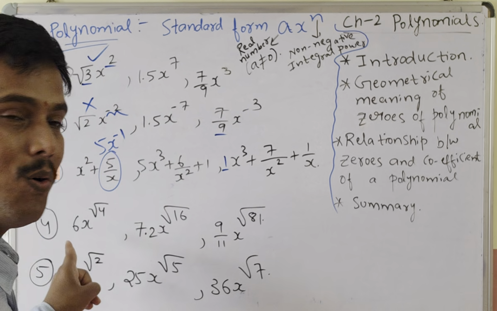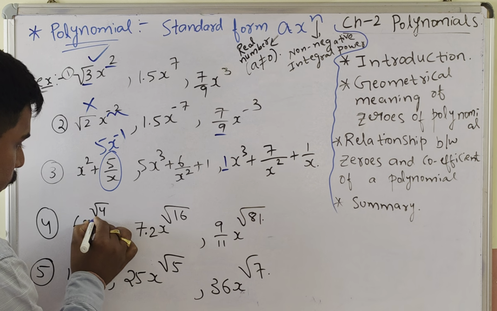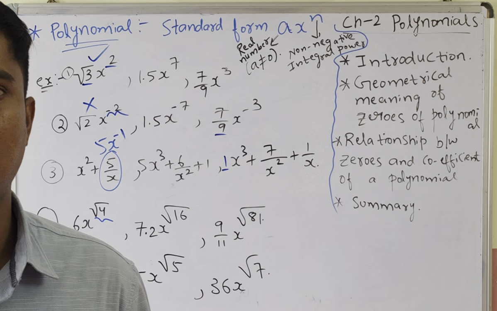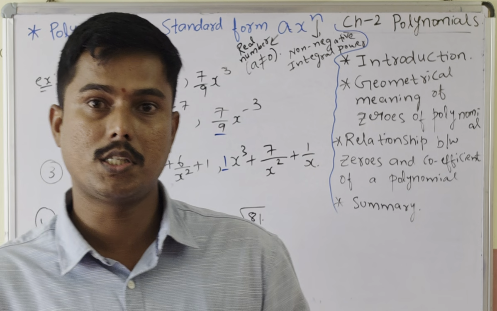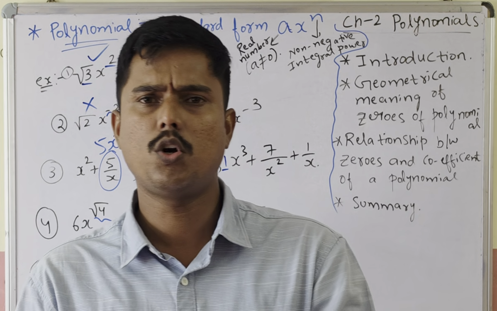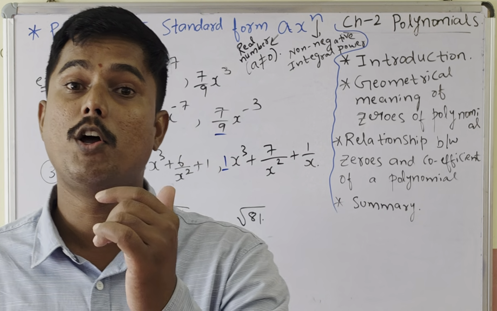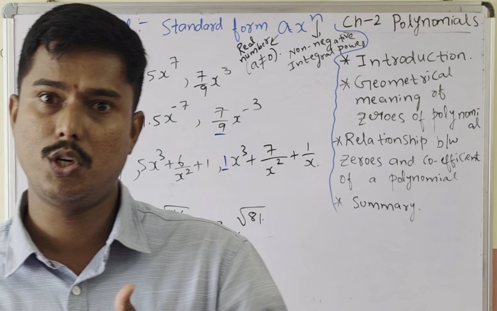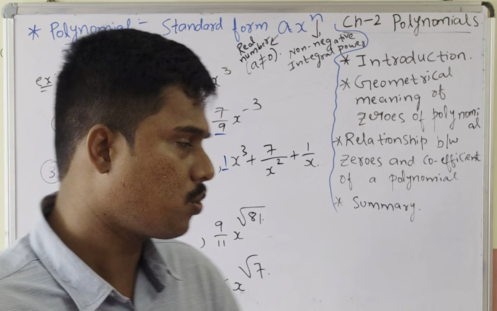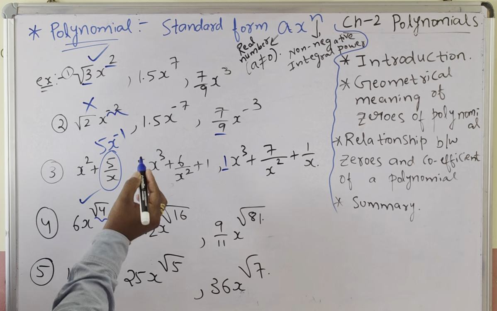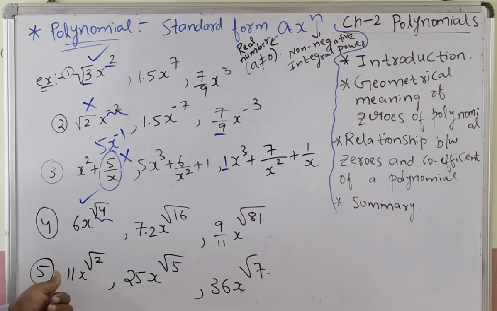What about this? Root 4. Root 4 is a perfect square because the square root of 4 is 2. Now someone may ask, sir, when it's root 4, it can be plus 2 or minus 2, correct? If I consider plus 2, it is a polynomial. If I consider minus 2, it is not a polynomial. Therefore, I am considering plus 2. It is a polynomial. This is not a polynomial. What about this?